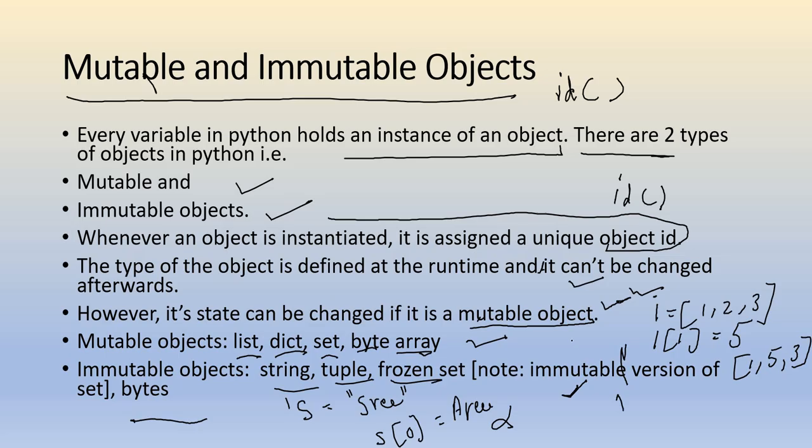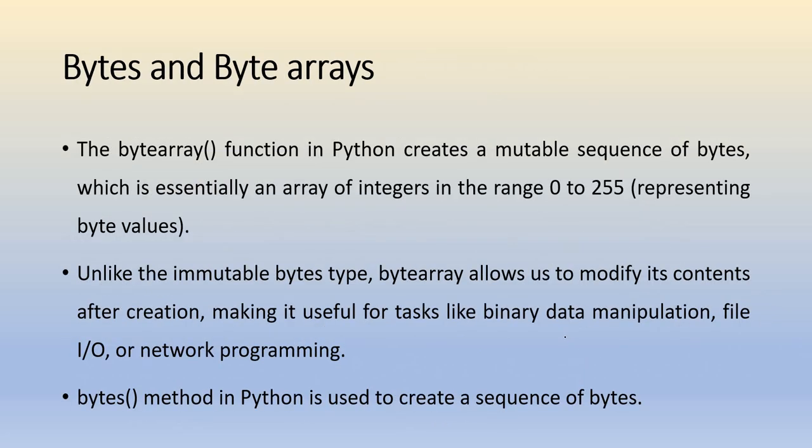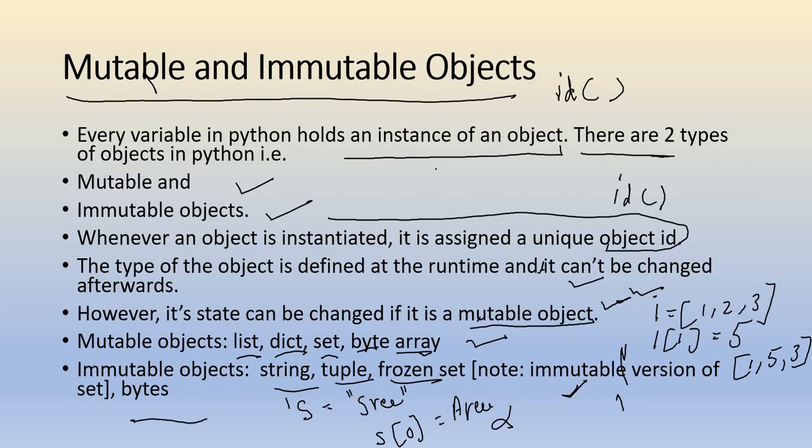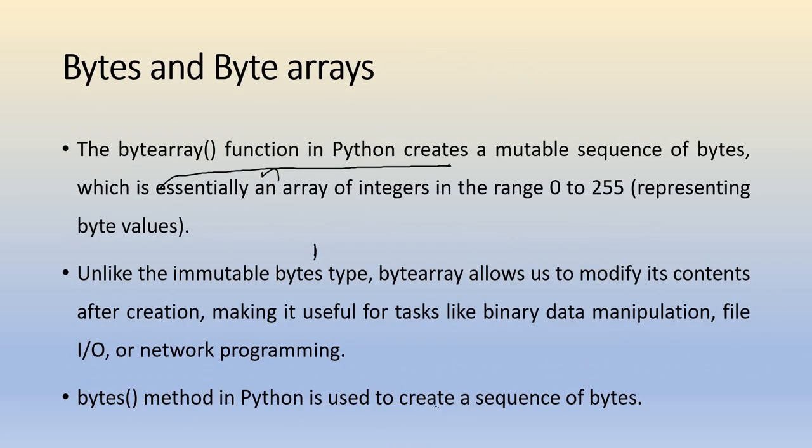Before that, we are going to see some more things. These are nothing but bytes as well as byte arrays. What is a byte array, which we have seen already in our past video? The bytearray function in Python creates a mutable sequence. Here, byte arrays fall under mutable. We can change them. Whereas the immutable version is nothing but bytes.